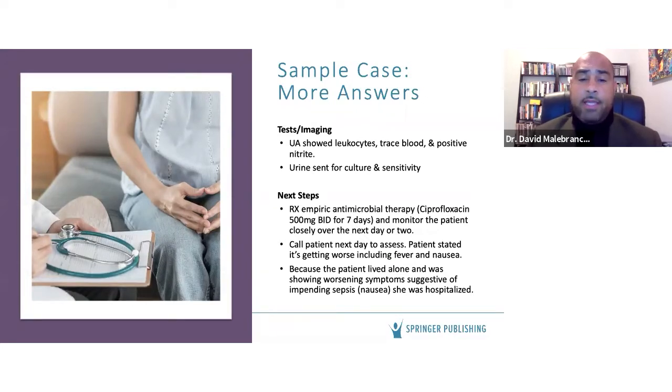You call the patient the next day to assess them. The patient states that it's getting worse, including fever and nausea. Obviously, that's an indication that with the nausea, they may not be able to take the pills that you gave them. So because she lived alone and was showing worsening symptoms suggestive of impending sepsis, which was the nausea combined with everything else, she was hospitalized.